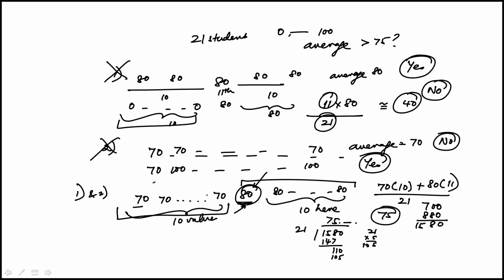And of course, all other cases, say this being 71 and then 82, all those would be higher than 75 point this value. So in all cases, if we combine 1 and 2, the arithmetic mean will be greater than 75. So 1 and 2 together are sufficient. Answer is C.